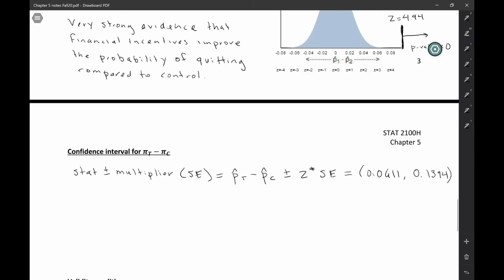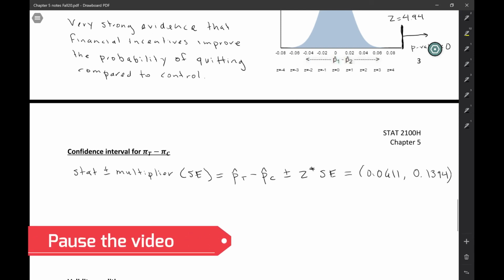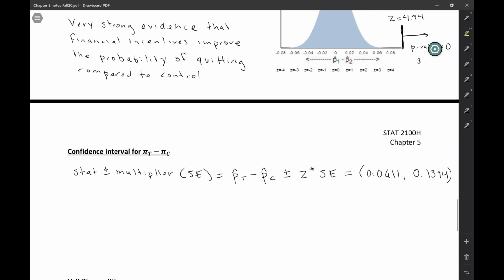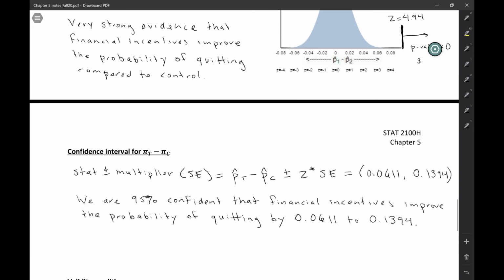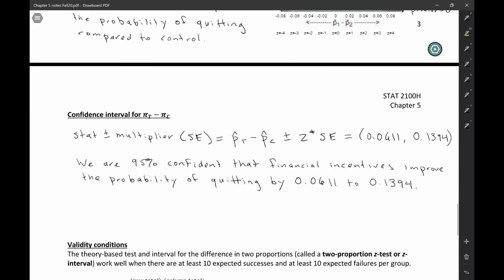So why don't you take a second and try the interpretation yourself. Go ahead and write it down somewhere because I'm going to tell you the components that you need to check for. So the way I wrote it is we're 95% confident that financial incentives improve the probability of quitting by 0.0611 to 0.1394. So a couple things to look for in your interpretation.